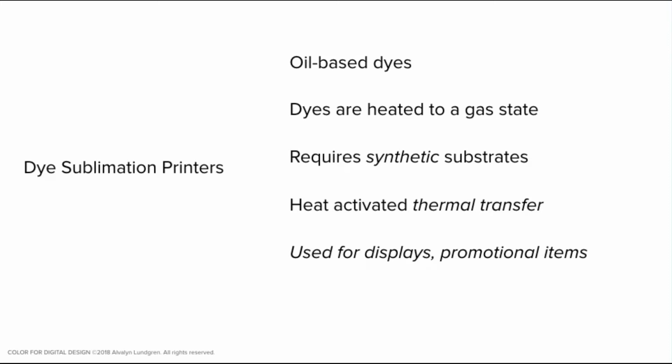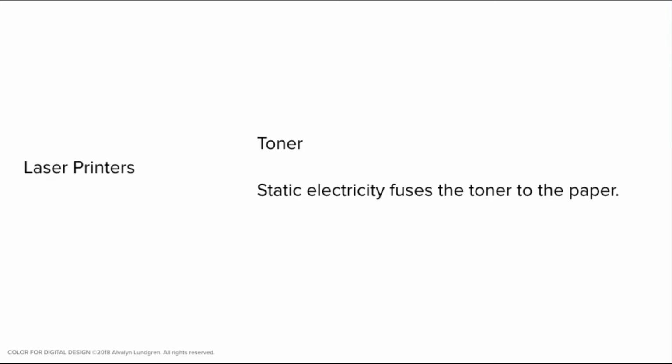Dye sublimation does not work with standard traditional fabrics, so you can't print onto cotton. It has to be a totally synthetic fabric or substrate. In dye sub, the dyes are heated from a liquid state immediately to a gas state. It creates a thermal transfer process. Laser printers use a toner technology similar to photocopying. So there's a dry toner, and static electricity is used to fuse the toner to the paper.